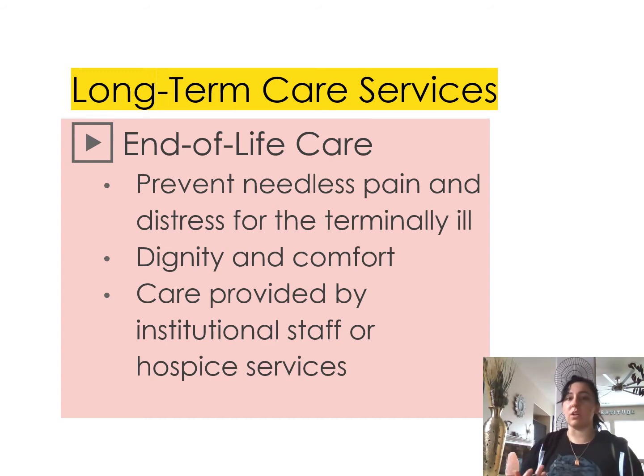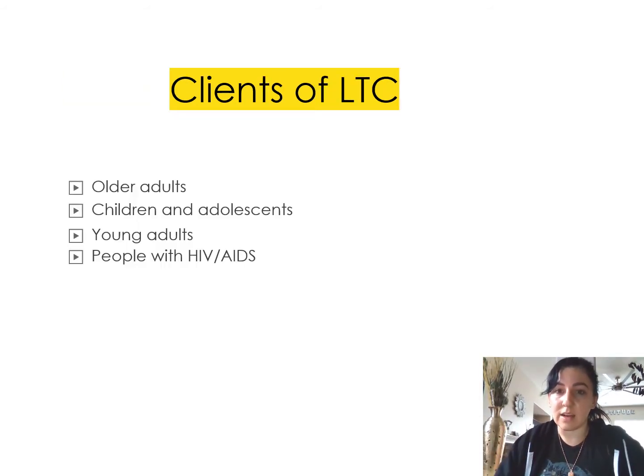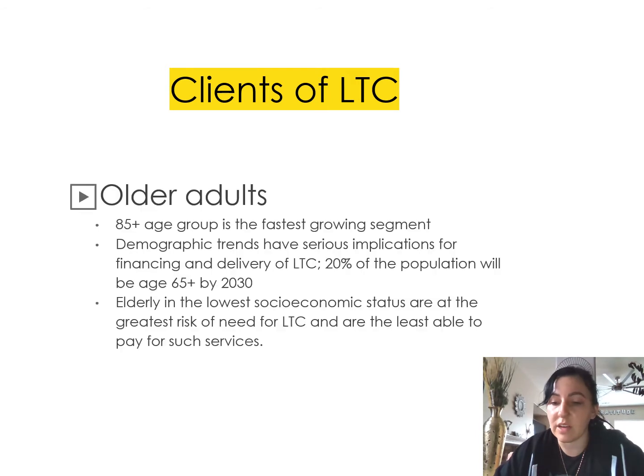Okay, so then some more long-term care services. There's end-of-life care. So this is going to be your hospice services, and I think we already kind of know what that is. Okay, so who are the different clients of long-term care? We got older adults, then children and adolescents, then young adults, and then people with HIV or AIDS. So older adults, this is going to be age 65 and older.